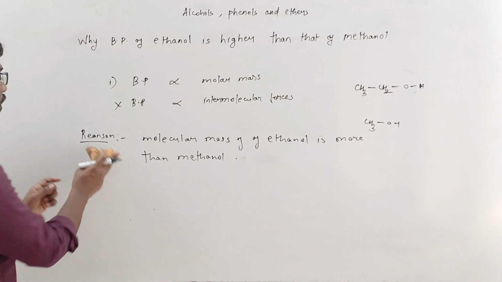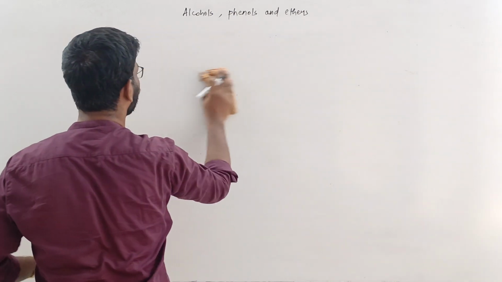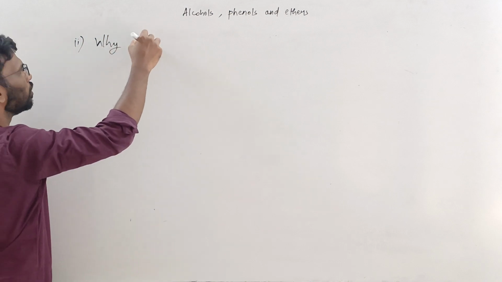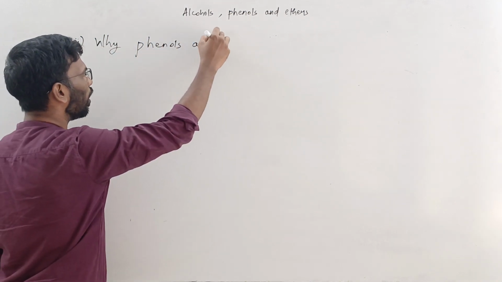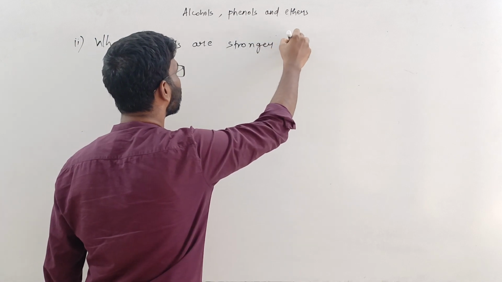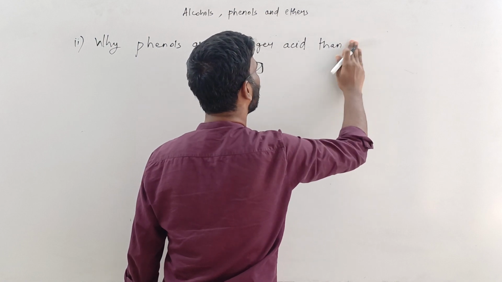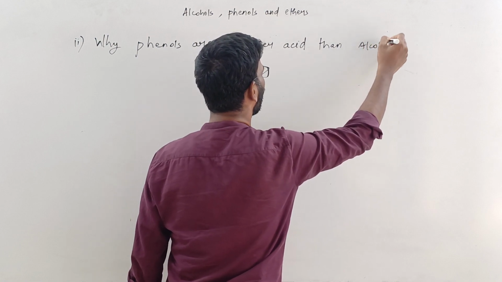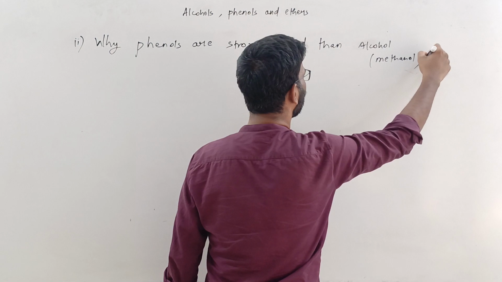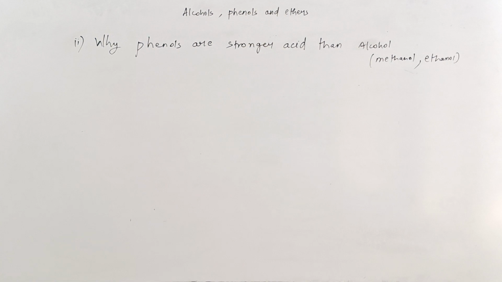Now the next question is, phenols are stronger acid than methanol. Why phenols? Second question, why phenols are stronger acid than alcohol? Or we can take alcohol, means alcohol like methanol or ethanol, any kind of alcohol. One minute.